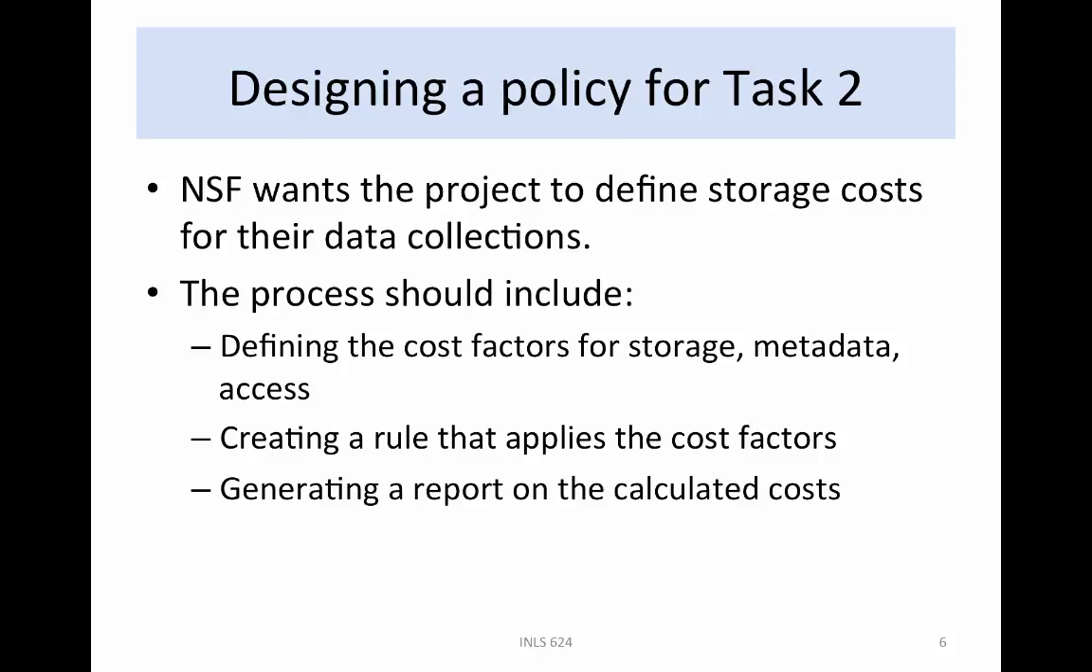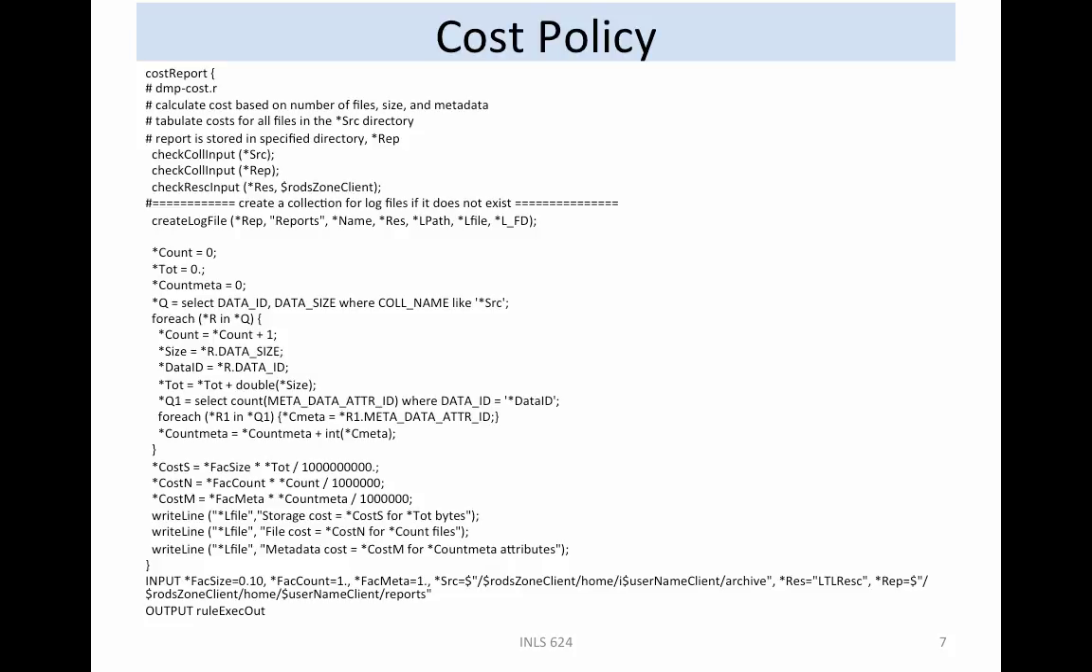An example is the creation of a policy to track storage costs for the data collection. The policy needs to define the cost factors for the storage system used to store the data and the database used to store the metadata. A rule is then created that applies the cost factors on the amount of storage, number of database attributes, and number of files to generate a total cost. A report can be generated periodically that tracks the cost. An example of a storage cost rule is shown here.